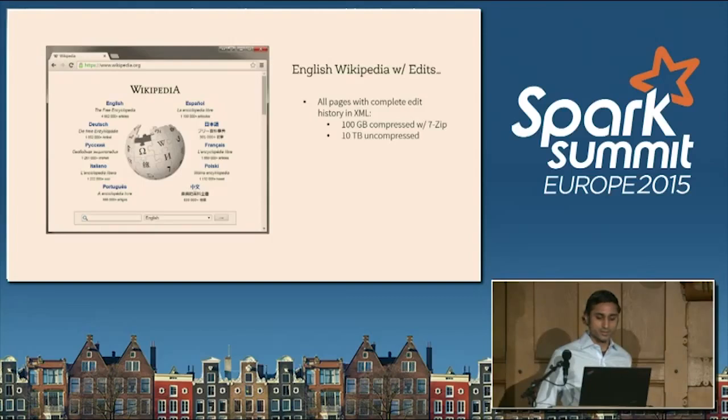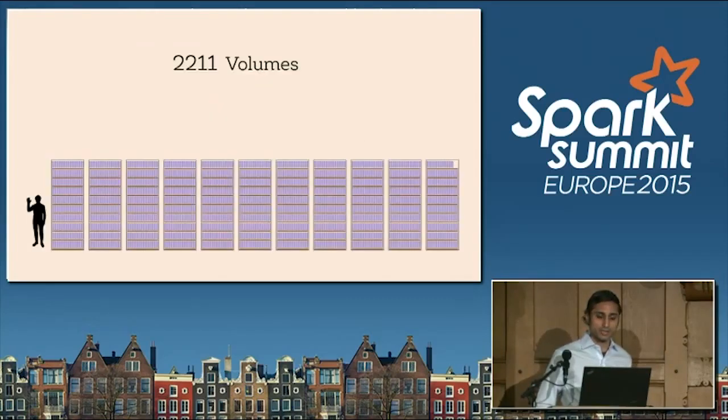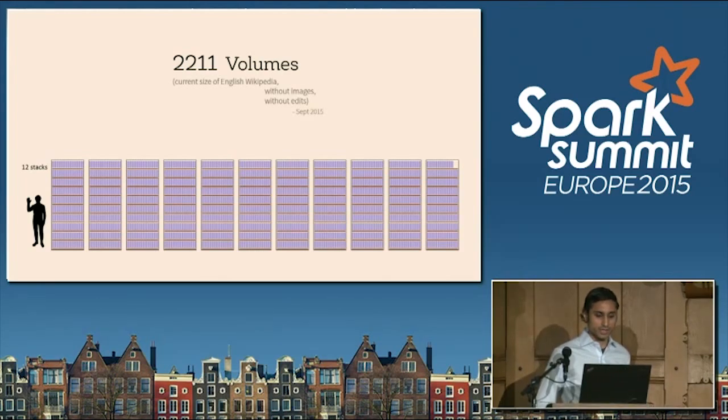So to give you a sense of how big the current snapshot of English Wikipedia is, once again, as of this morning, it's roughly 2,211 volumes. So there is a person standing there on the left. This is 12 different stacks of books. And once again, this is English Wikipedia without images and without edits.